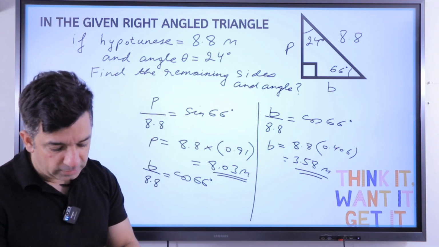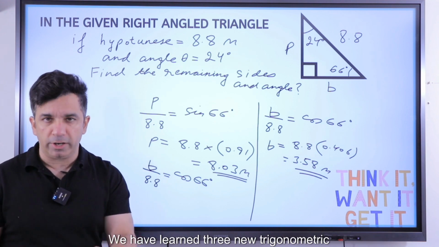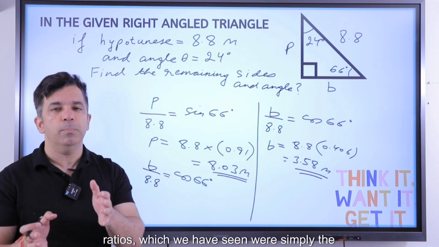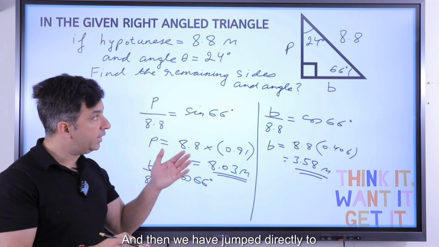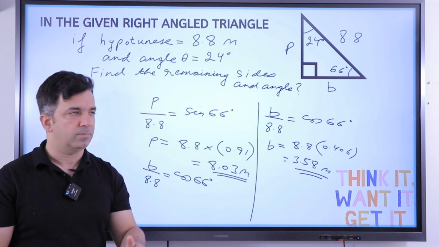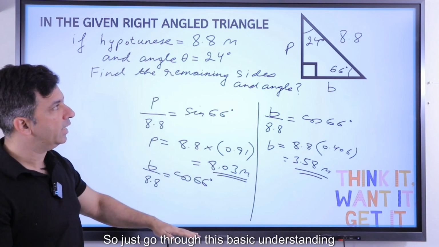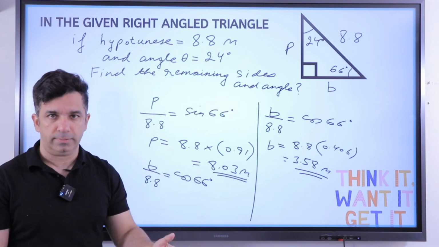So in today's class we have learnt 3 new trigonometric ratios, which we have seen were simply the reciprocal of the trigonometric ratios that were already known to us. And then we have jumped directly to actually solving triangles, which is the main task. So just go through this basic understanding which we have done today, and in the next class we'll take this one step further.